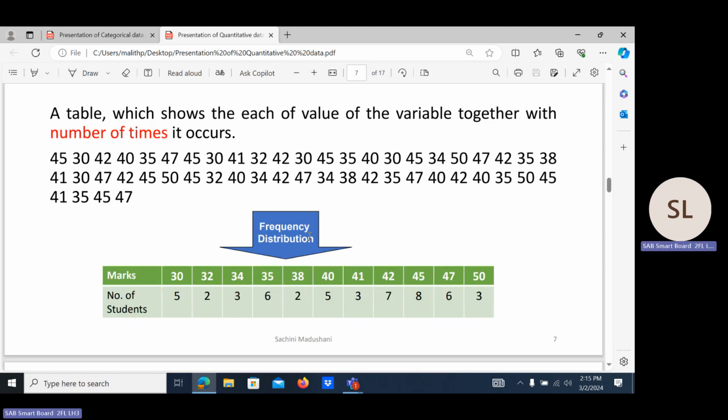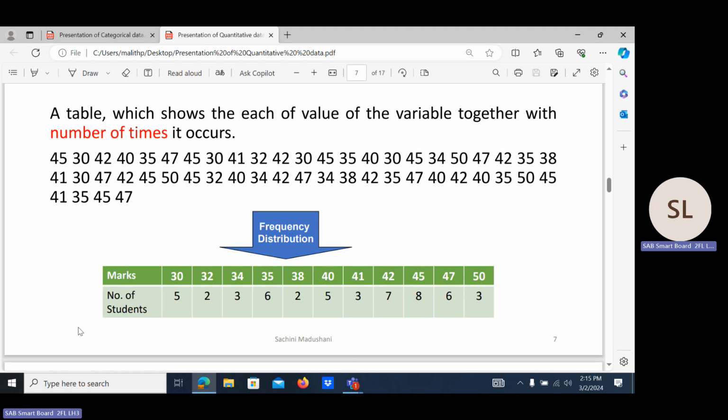Ungrouped data distribution is a frequency table. First, the mark 30. How many got 30? 5 students. Then 32: 2 students got 32. First we identify the value of the marks, then we write down the number of students who got each mark. Understood? That we call the ungrouped data distribution.